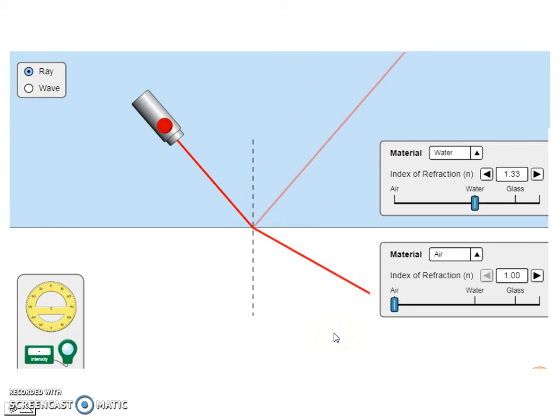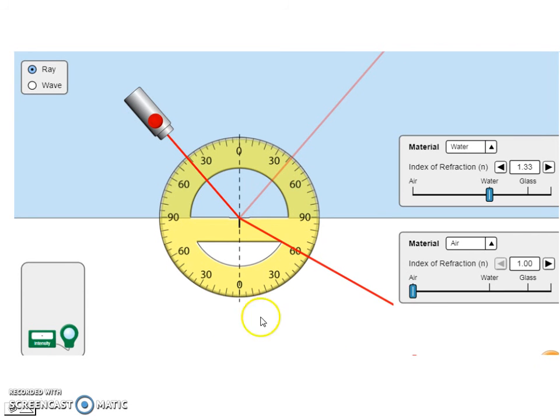Don't do anything with that. You can certainly verify the law of reflection if you'd like to, but you don't really need to. And then you're going to drag this protractor onto the screen. You want to line up the 90 degrees with the boundary, the 0 degrees with the normal, of course, because we measure angles from the normal. And then you just move the laser around to get different incident angles, and then measure the different refracted angles.